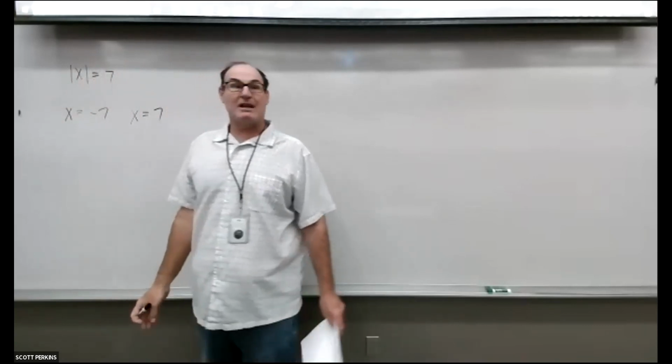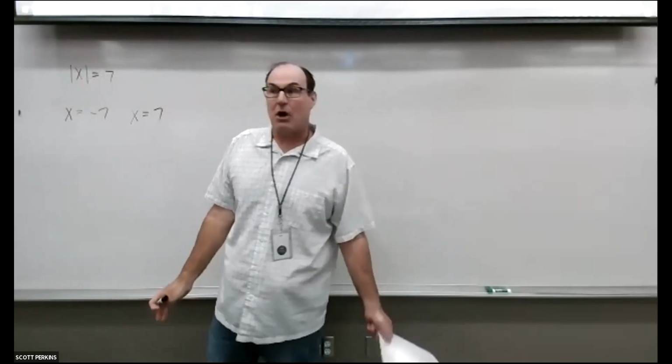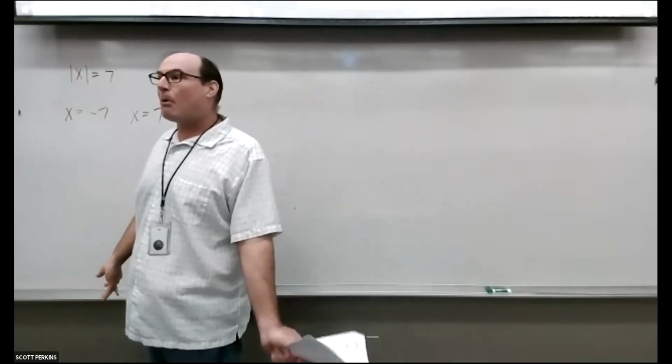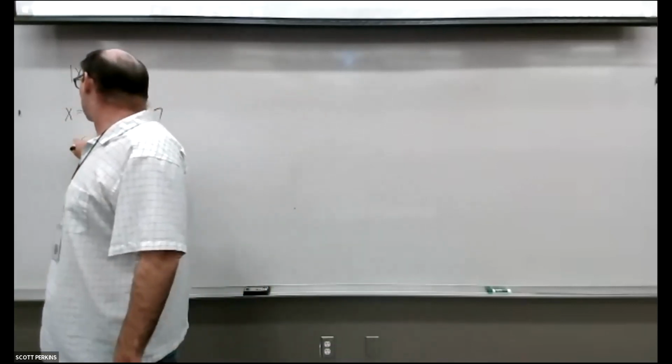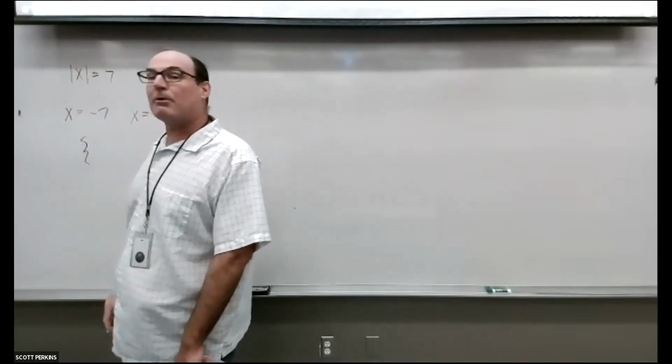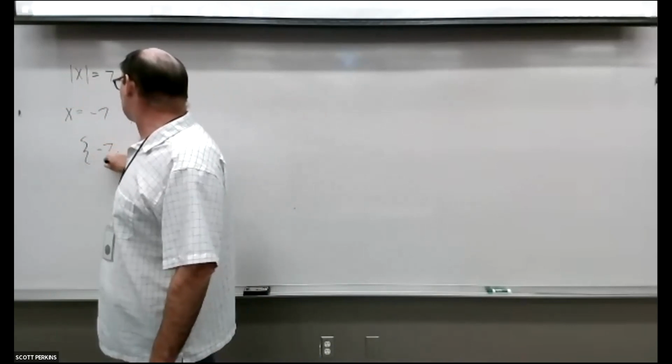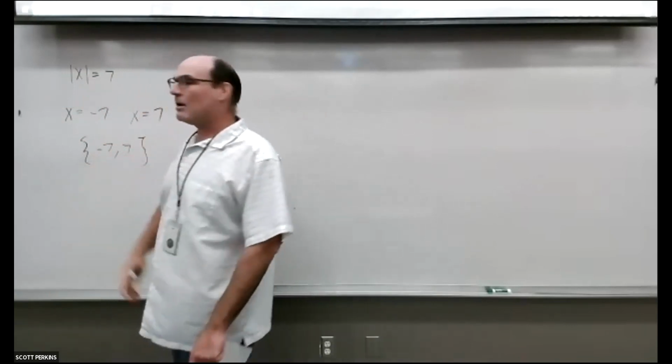Just to refresh your memory, because I know it's been several classes since we've solved an equation, we give our answers in a set. Notation is important to me in this instance. And so what you're going to do is use a squiggly bracket, not a parenthesis. A parenthesis means an interval. This is -7, 7, and there's my answer.